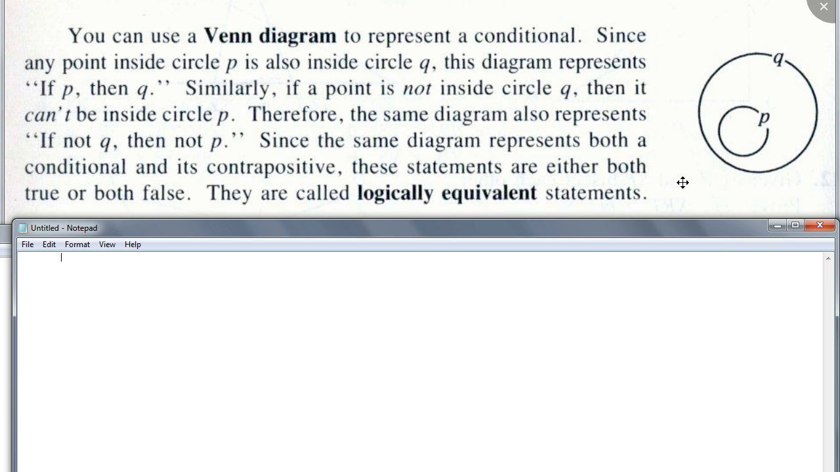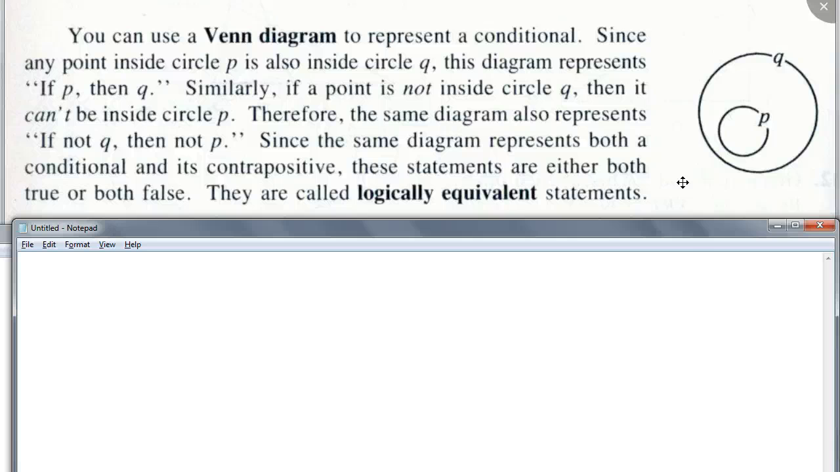What we're basically saying is the statement, the conditional, and the contrapositive are logically equivalent statements. They represent the same picture here. Does that make sense? It's saying the same thing. It's a little bit different, but the end result is the same. It's representing the same picture.